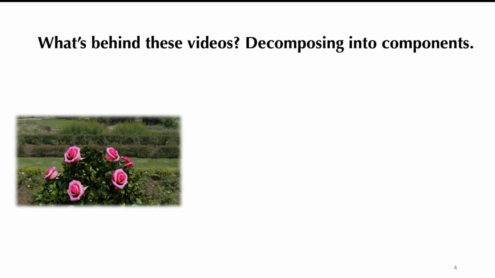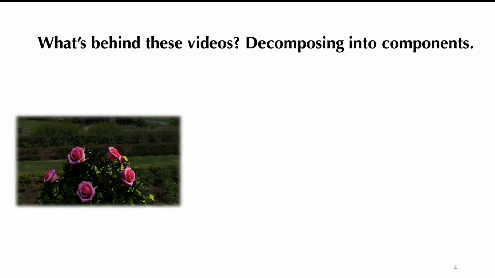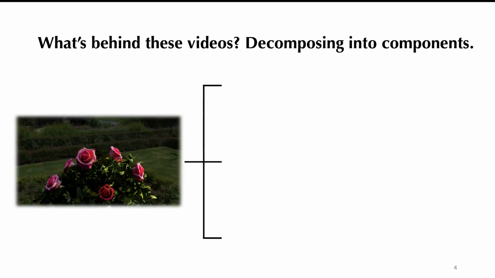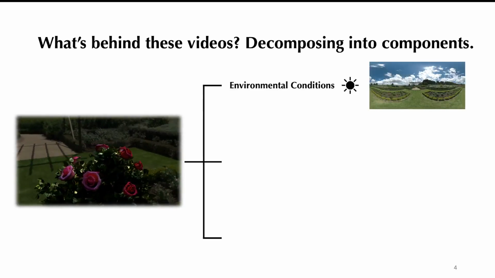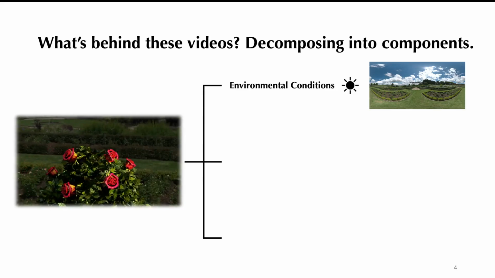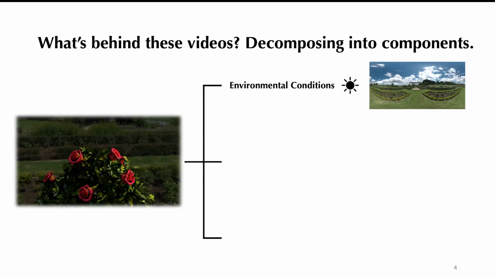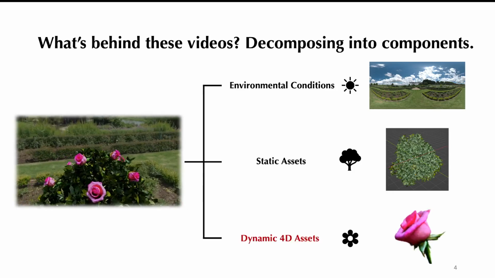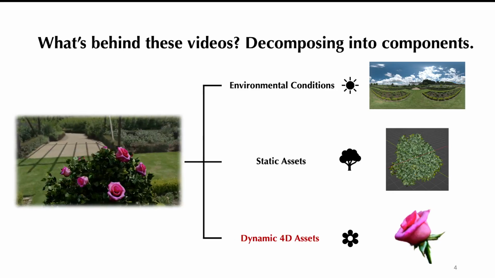To understand how they were made, we need to look beyond the form and decompose them into different components. We use the scene of the birth and death of a rose as an example. First, we used an environment map of a sunny backyard to set the lighting of the scene. Then, we collected some static assets, like the bush here, to interact with the roses. Those assets are easy to find online.